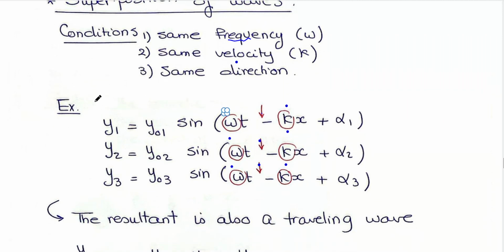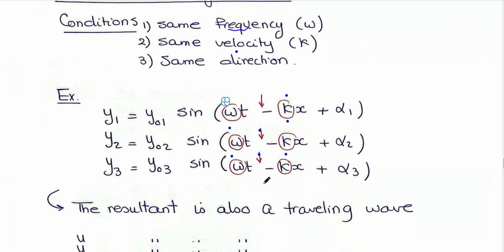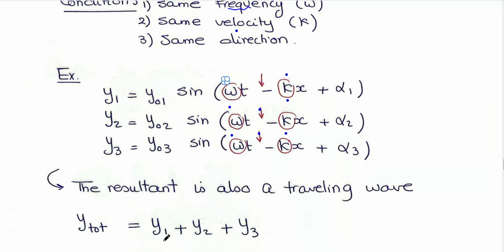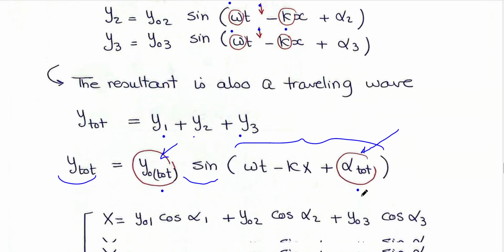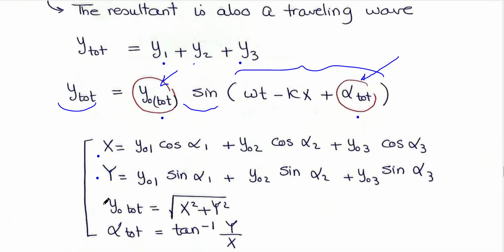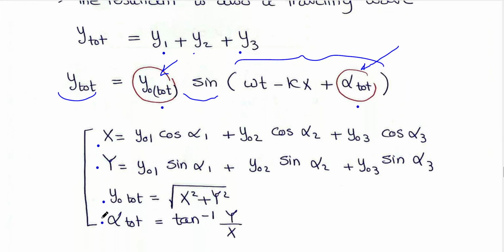So if I want to add three traveling waves, I check first omega, k, and the sign. After this, the resultant will also be a traveling wave. So y total, which is y1 plus y2 plus y3, will take the same form as one of them, but with a different amplitude y naught total and a different angle alpha total. I will try to find this amplitude and this angle. Similarly, as we did before in the simple harmonic motion, you can calculate x, calculate y, and then you can get the amplitude and the angle.